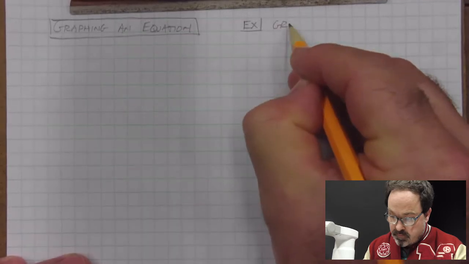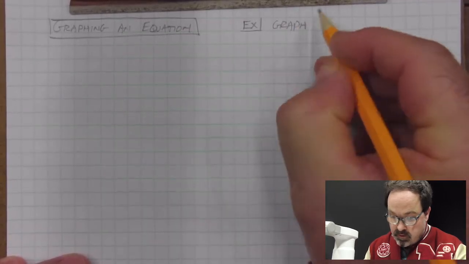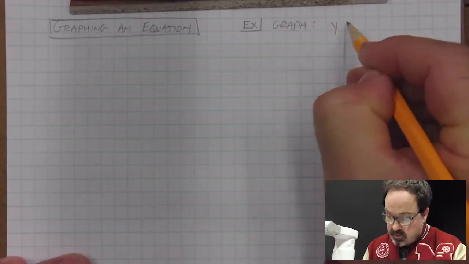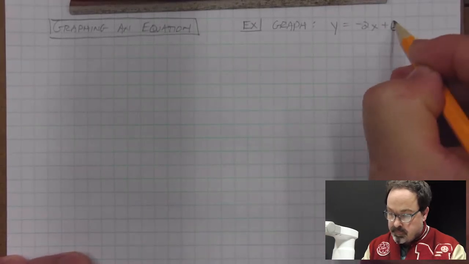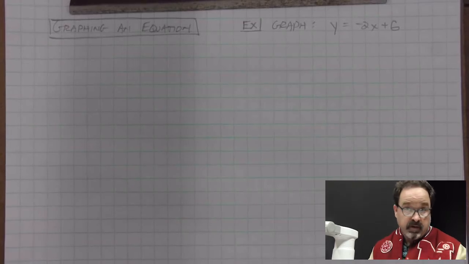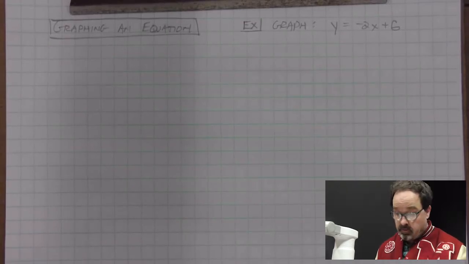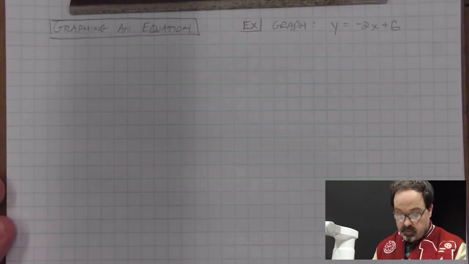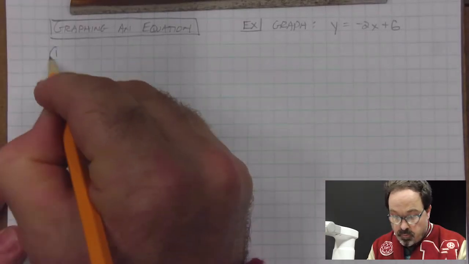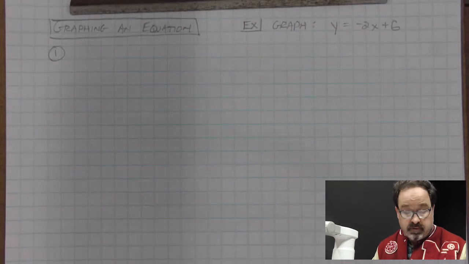We're going to graph the equation y is equal to negative 2x plus 6. This technique for graphing can be used with any equation. This is a fairly simple one. We're going to go through a three-step process.